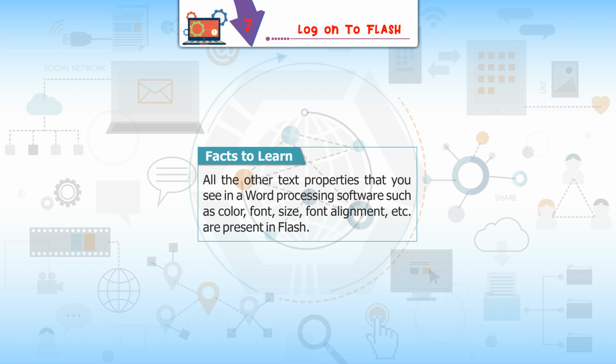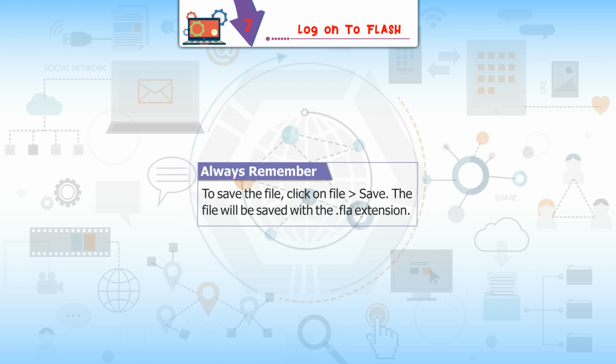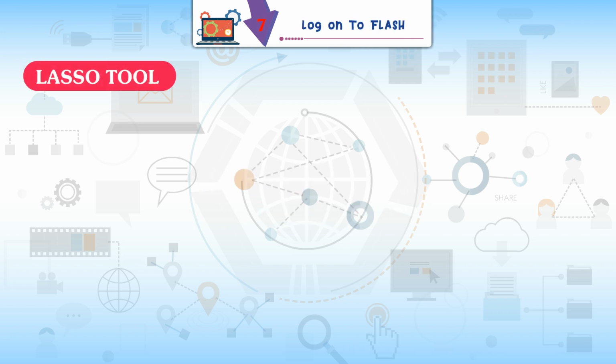Facts to learn. All the other text properties that you see in word processing software, such as color, font, size, font alignment, etc., are present in Flash. Always remember, to save the file, click on File, go to Save. The file will be saved with the .fla extension.